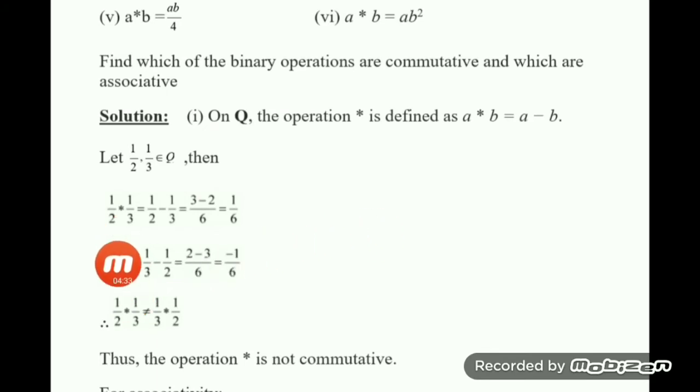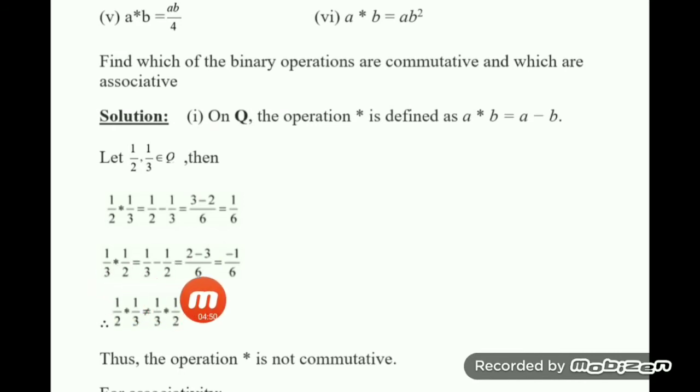Now change the position of the elements. Here I am taking half and 1 by 3. Here just change the position, it becomes 1 by 3 and half. Then you have to use the definition, that is what? A minus B is first minus second, difference of the first minus second. It will give you 1 by 3 minus half.